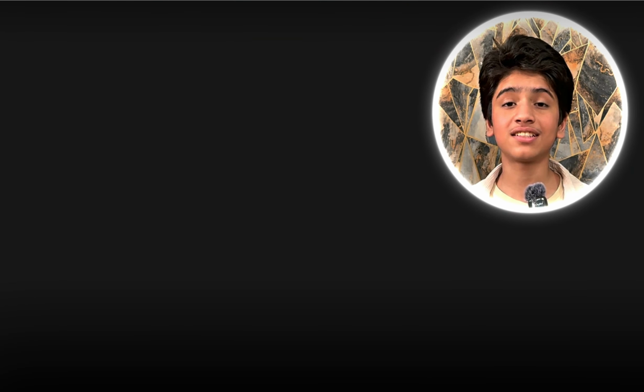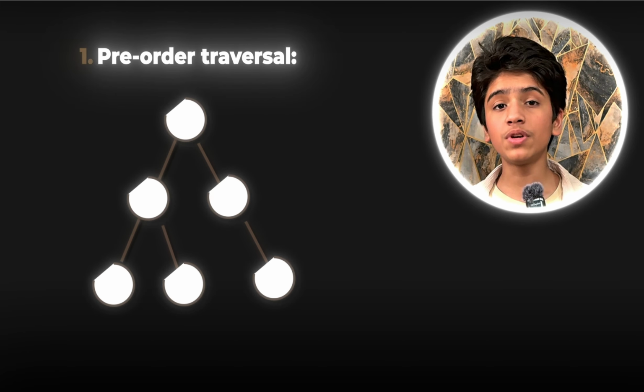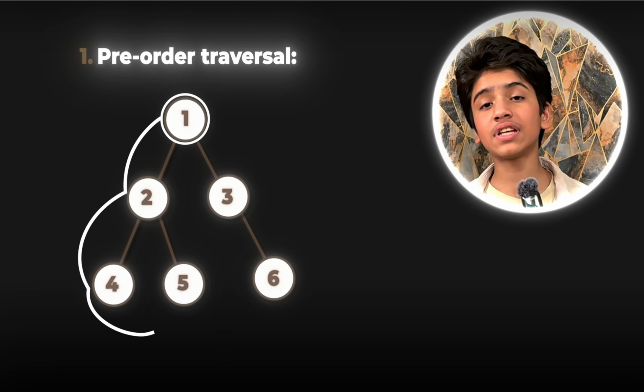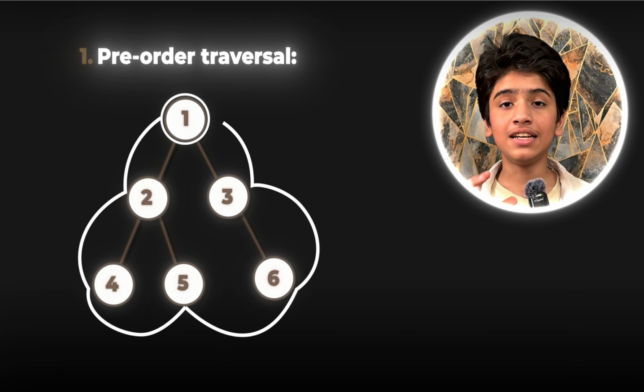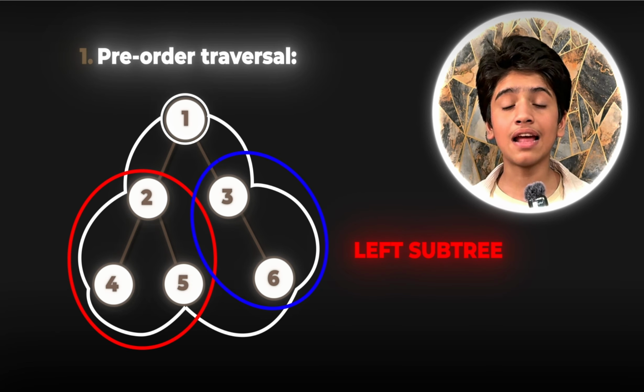Now let's look at some tree traversal methods. There are 3 main tree traversal methods. The first one is pre-order traversal. In this traversal, what we do is we first visit the root node and then the left side of the tree and finally the right side of the tree. These are also known as the left subtree and the right subtree.